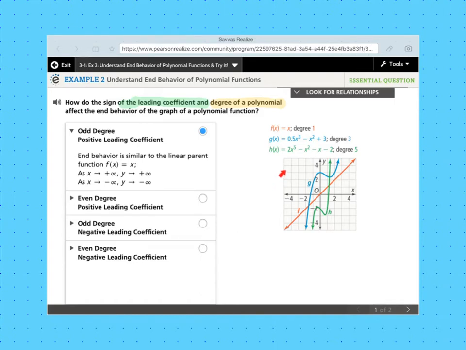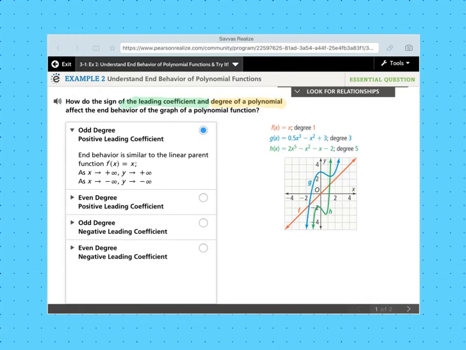So now, what do you think the end behavior looks like? When x approaches positive infinity, what's happening to my y?